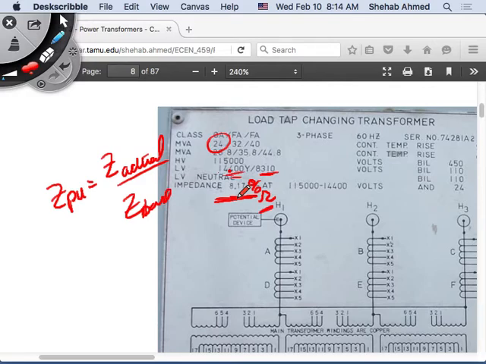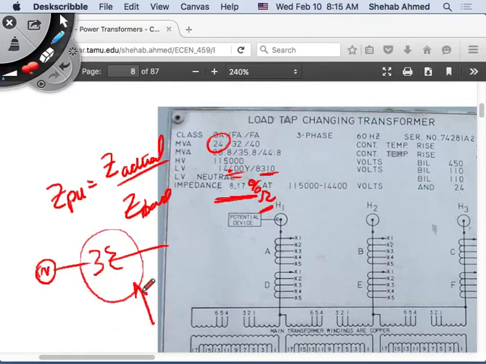Exactly, on the generator's rated base. So now it's a bit confusing, because now I have a generator and I have a transformer. I got the impedance of this transformer using its base. I got the impedance in per unit using its own base. And I got the impedance of this generator using its own base.